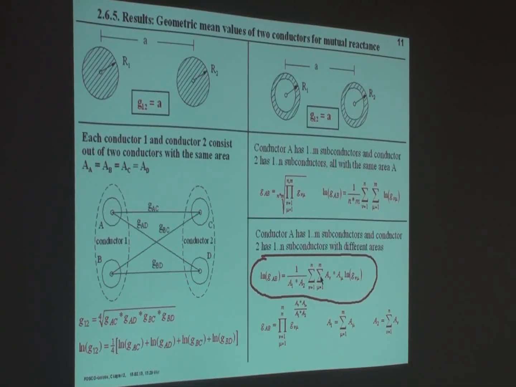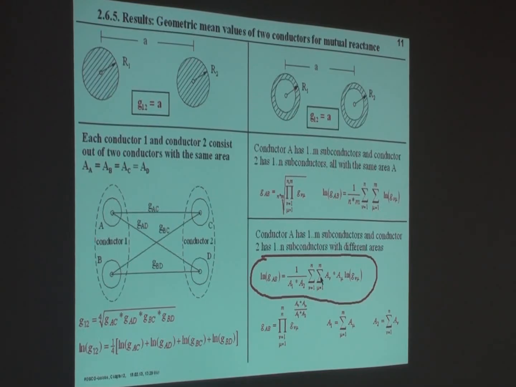And so on. If you have 8 geometric mean radiuses with the same area, you have to build the 8th root of this. If you have 16, you have to do the 16th. So either this or this. That's the same. And this is this formula, and these are these two formulas.